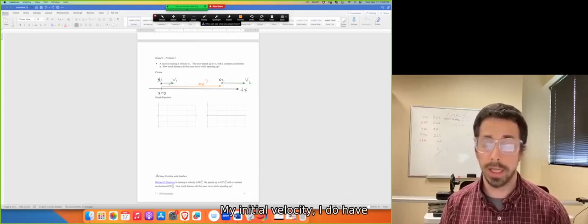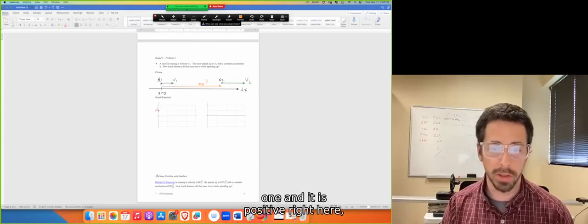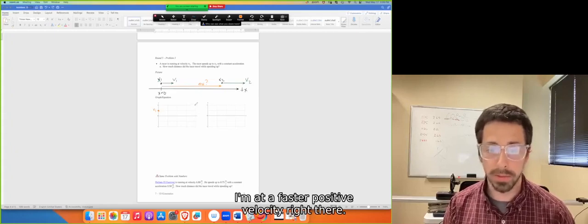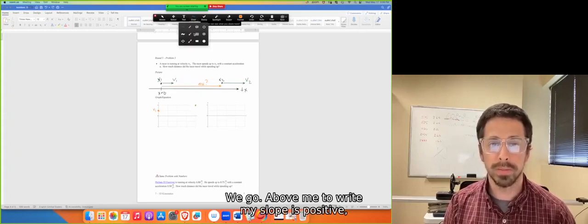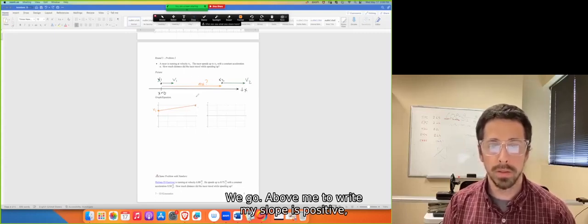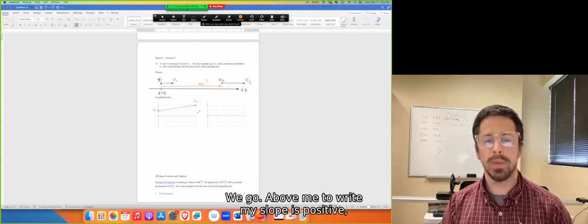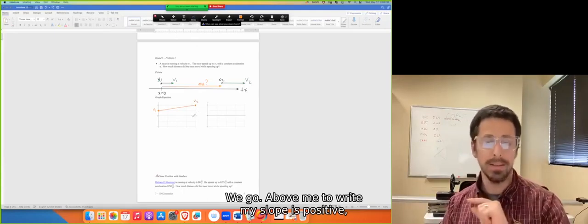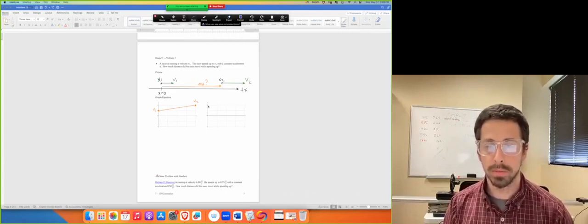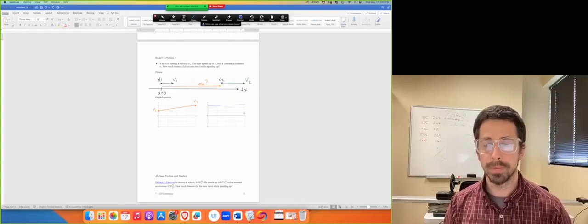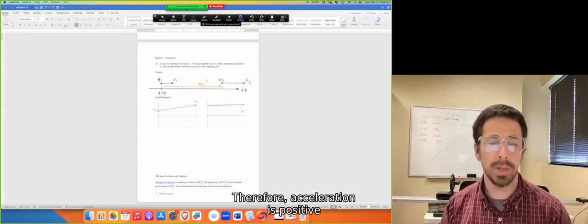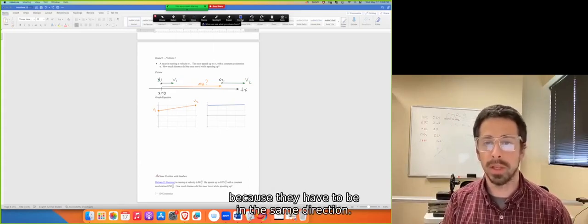From the picture, I can come up with my graphs pretty straightforward. My initial velocity, I do have one, and it is positive right here, v1. Sometime later, I'm at a faster positive velocity right there, v2. My slope is positive, which means acceleration is positive. I also could have gotten that from moving in the positive direction, speeding up, therefore acceleration is positive, because they have to be in the same direction.